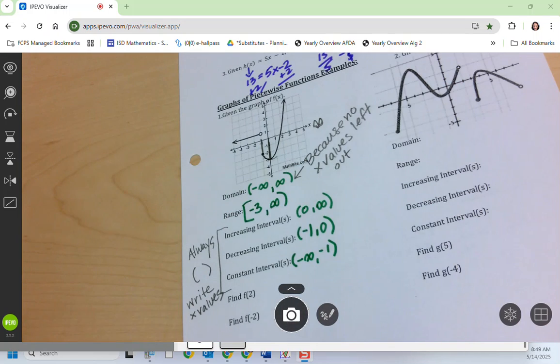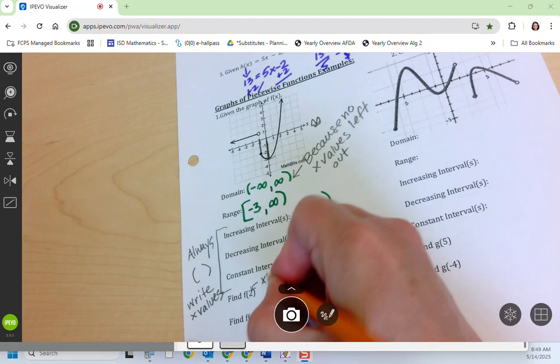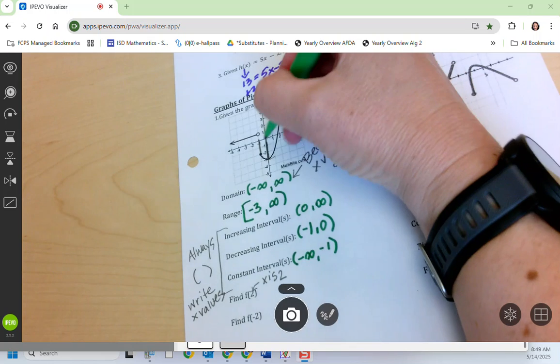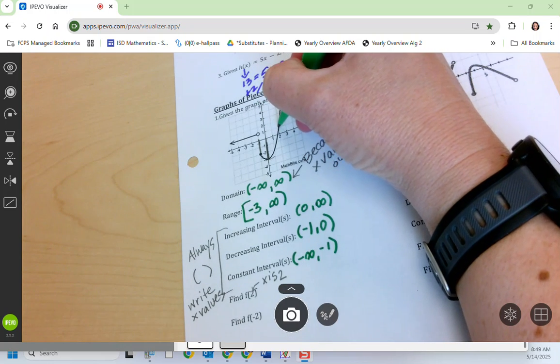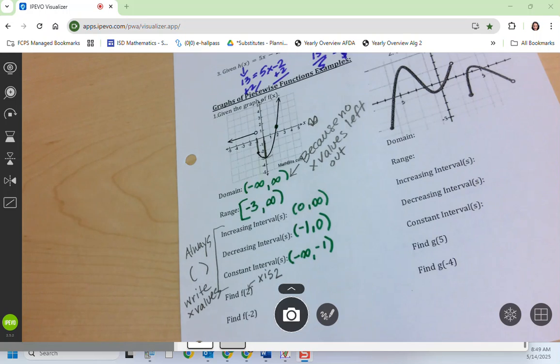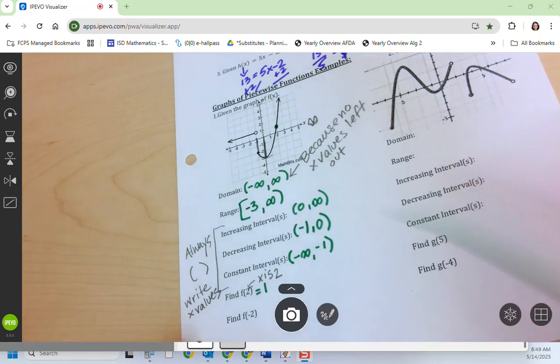Okay, find f of 2. That means x is 2. So on the graph, we go to where x is 2, and then we go up to the y of that graph. And what is the y value? 1, yeah. So f of 2 equals 1, because when the x is 2, the y is 1.